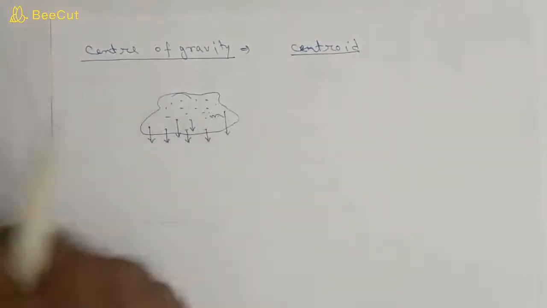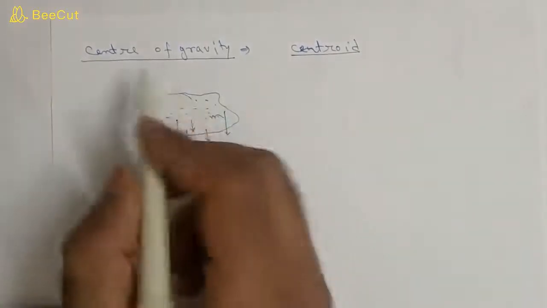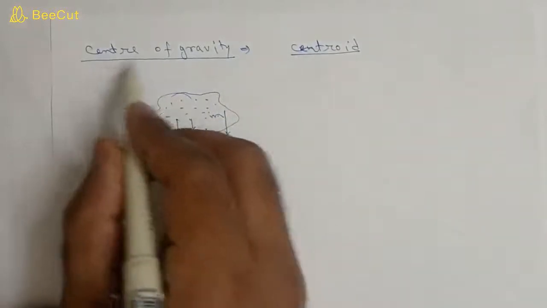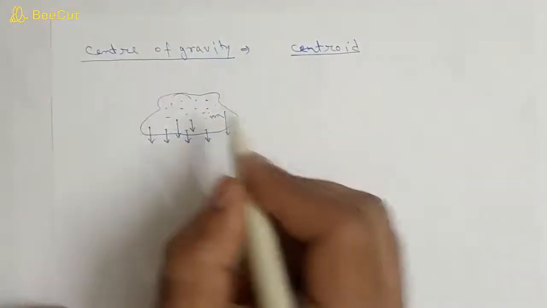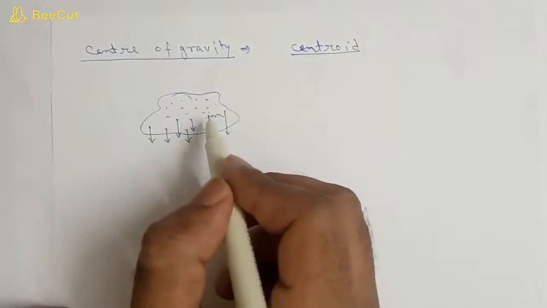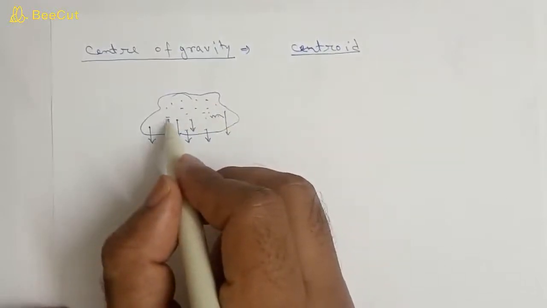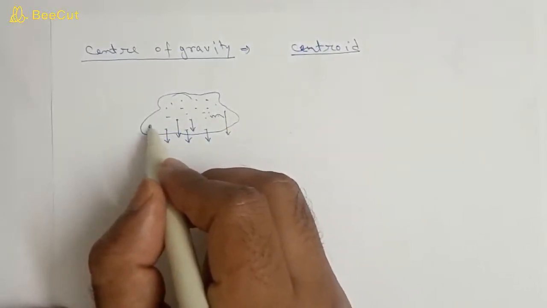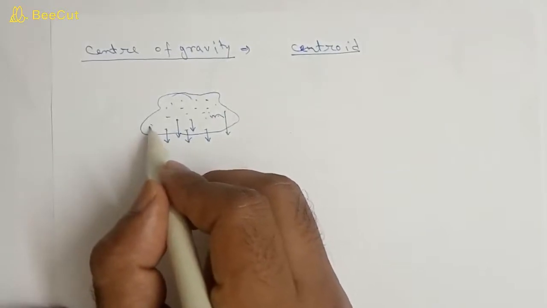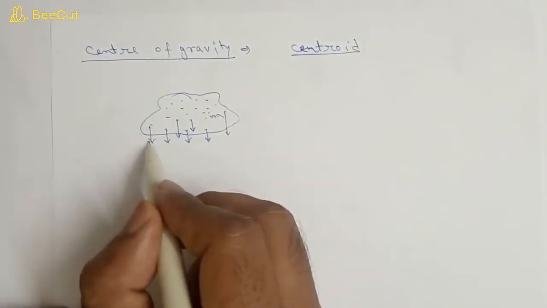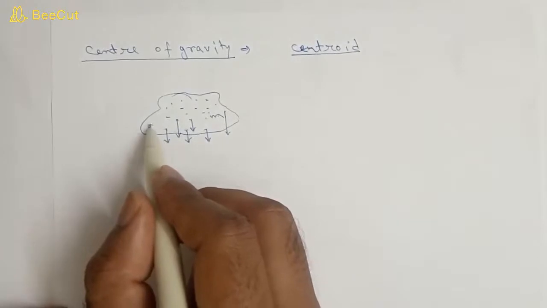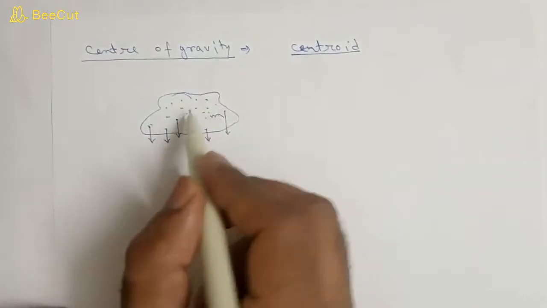Hello friend, in today's lecture we will read about the center of gravity and centroid of a body or a cross section. So suppose this is a body of mass m, made of various parts, various points, and all the points have weight. Suppose these are the small points I have denoted by dots.